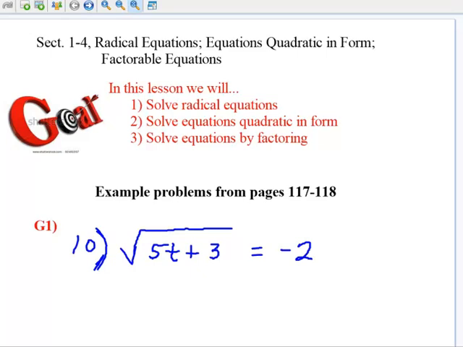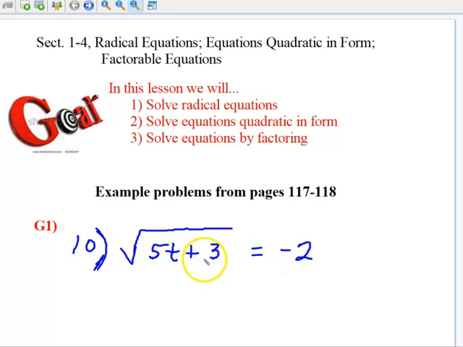In section 1.4, we are dealing with radical equations. We'll start our lesson with some examples of solving radical equations, and then we're going to look at some equations that are quadratic in form. Those are going to be fourth degree polynomials that we are going to factor just like we did when they were quadratic polynomials, trinomials to be exact. And so that's what we're looking at today.